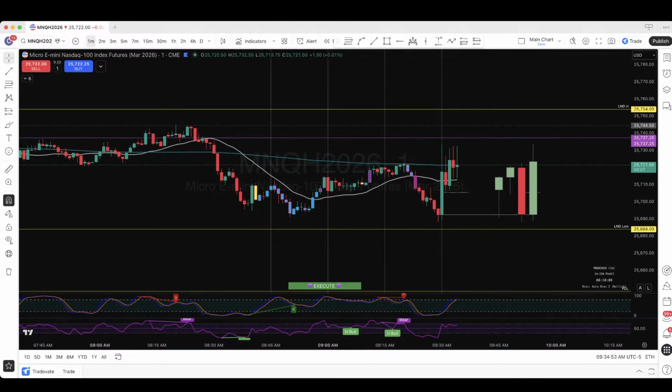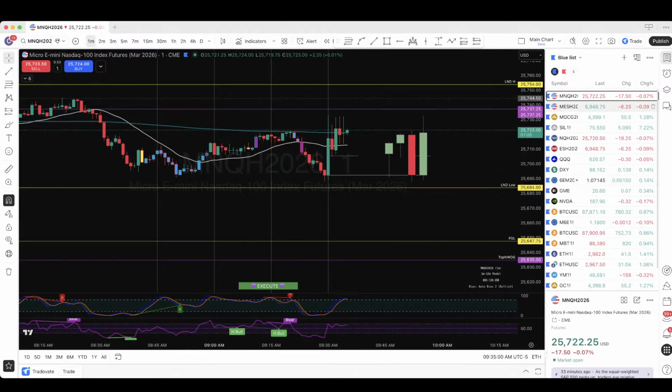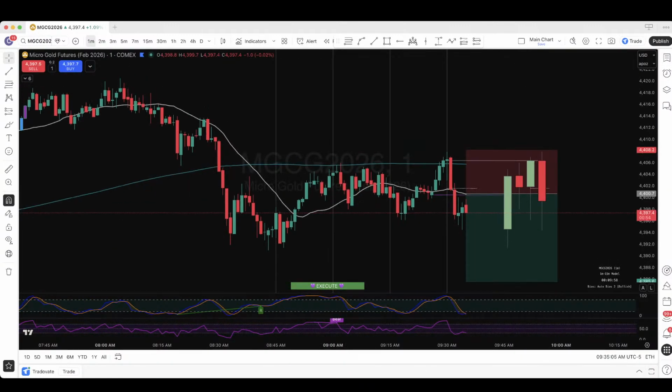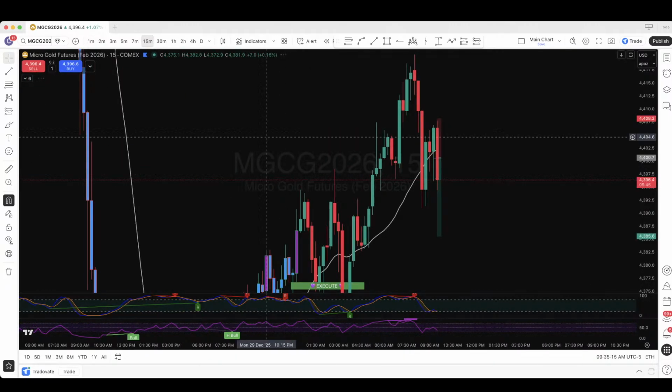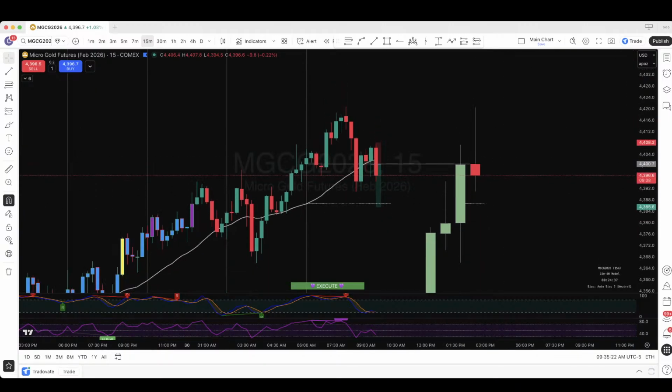Maybe I should have just stayed on gold. One thing I don't like is it's a 50% of that 4-hour candle. That's where my target is, below it. Below this order block.